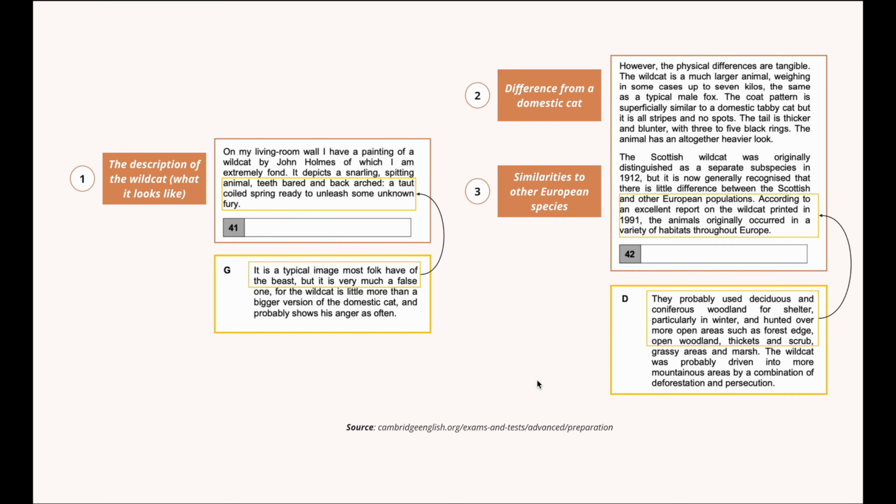What's more, the reference to the cat in the picture on the wall shows how artists usually imagine these guys. Let's move on to gap 42. The missing paragraph D starts with the following. They probably used deciduous and coniferous woodland for shelter.